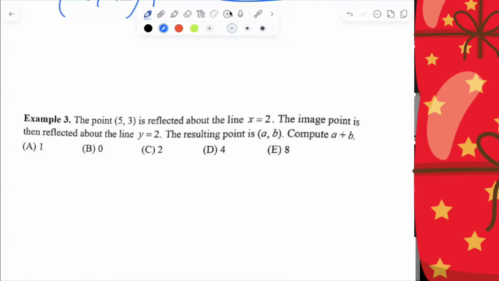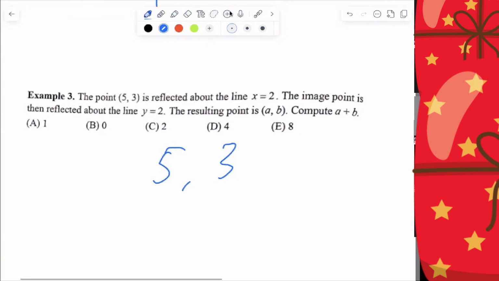So now how are we supposed to be doing this question? Think about it like this. The point (5,3) reflected over the line x equals 2. Now, 5 is 3 away from 2. Another point on the same line as (5,3) that is also 3 away from x equals 2 is -1.